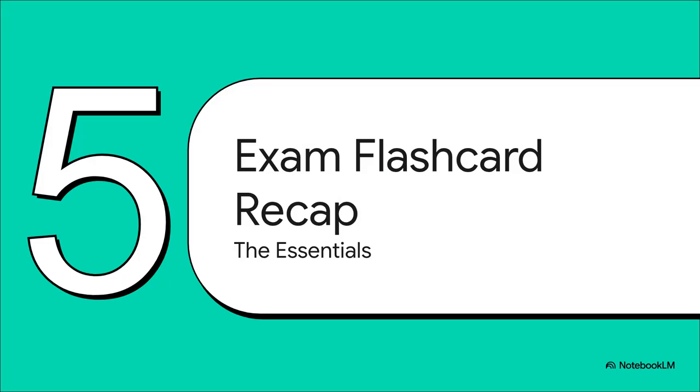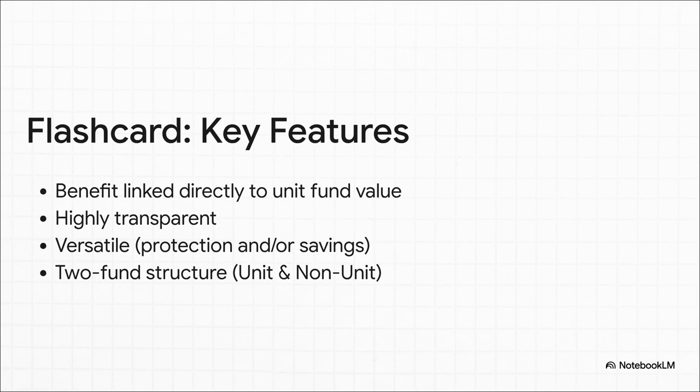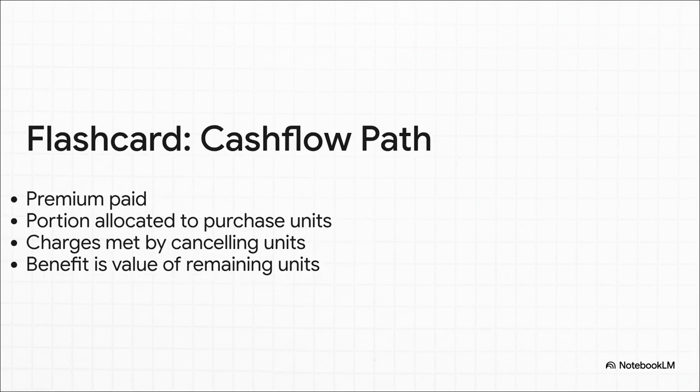All right, let's wrap this up. We're going to do a super fast recap with some exam flashcards. These are the non-negotiable must-know points. First up, key features. Remember, benefit is linked directly to the unit fund. That means it's highly transparent. This structure makes it super versatile for protection or savings, and it's all built on that two-fund unit and non-unit system. Got it?